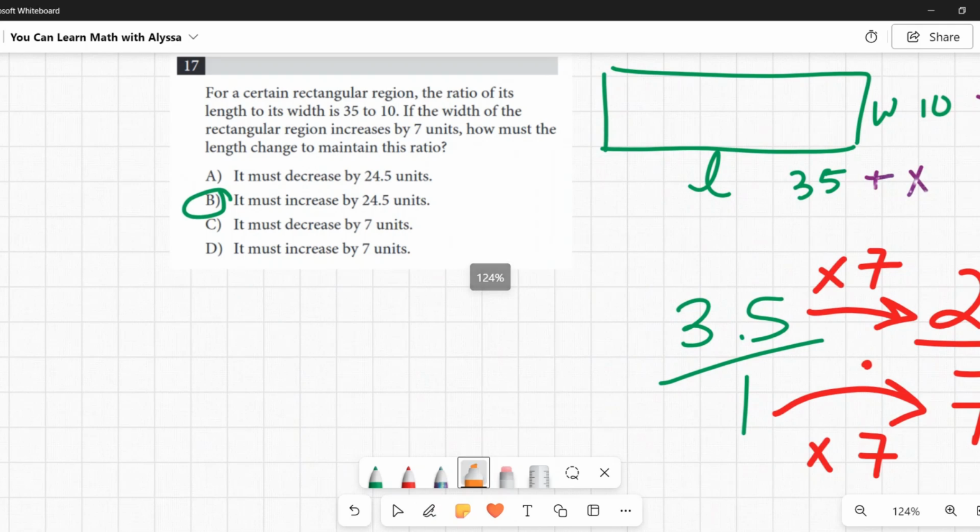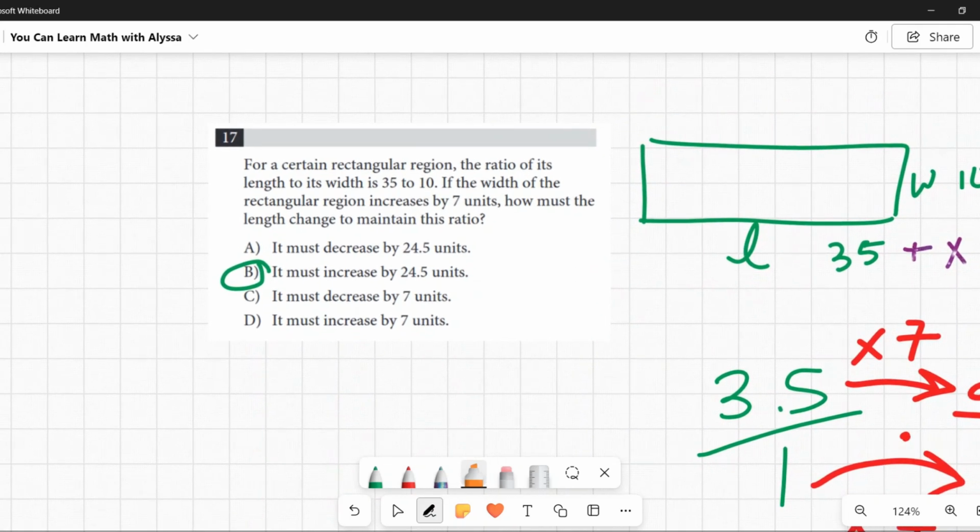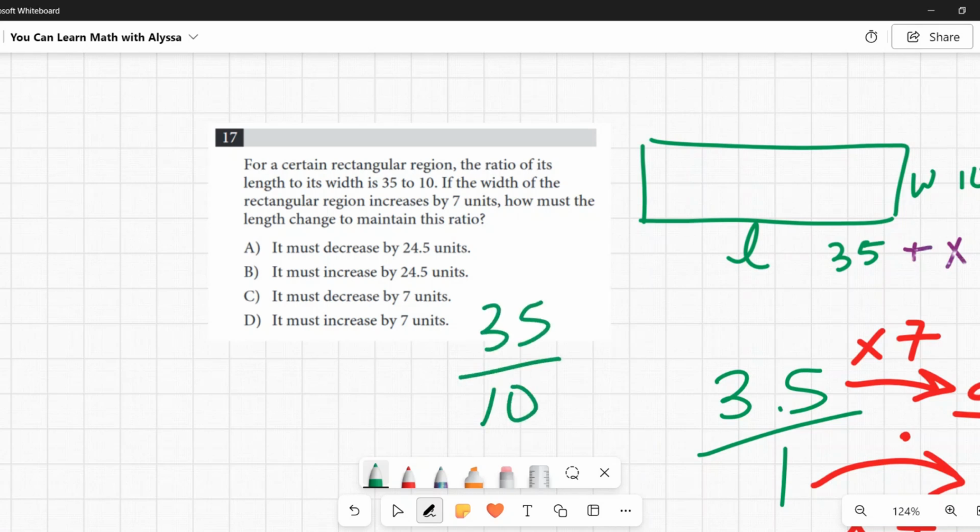Right, and last but certainly not least, for this particular problem, I don't think you even need to do any math. You can just look at the answers. Okay, and we'll just think this through logically. So there's a ratio 35 to 10. So we know the length is longer, right? If it's 35 for the length to 10 for the width, we know the length is longer. And with ratios, when things stay proportional, they go up.